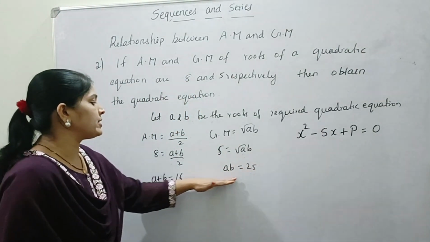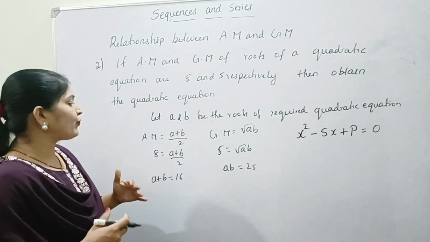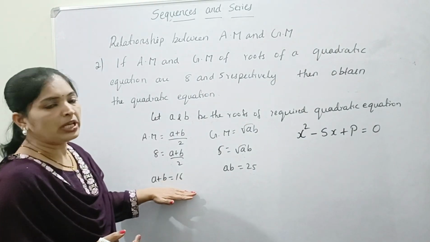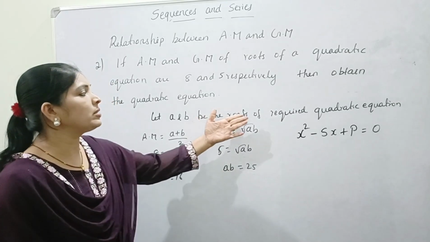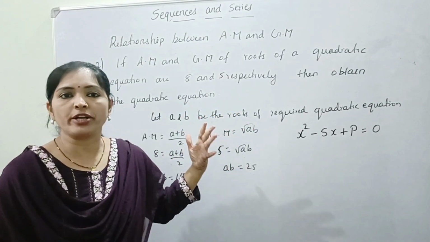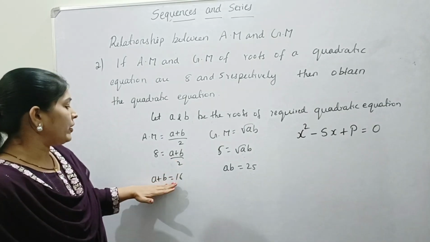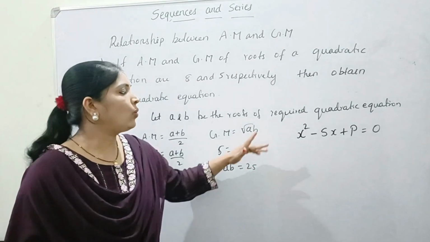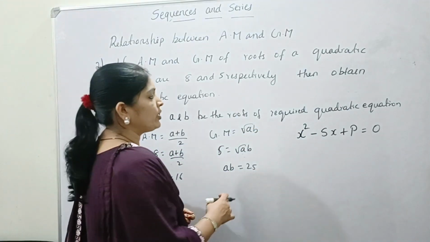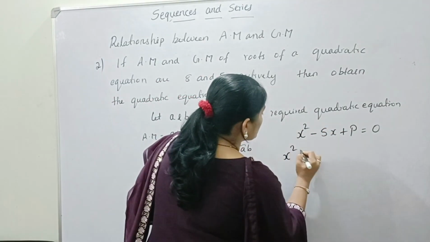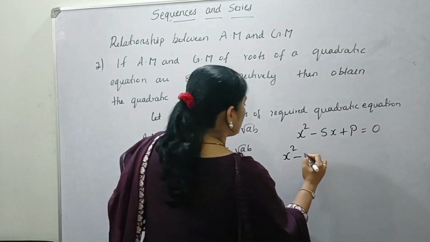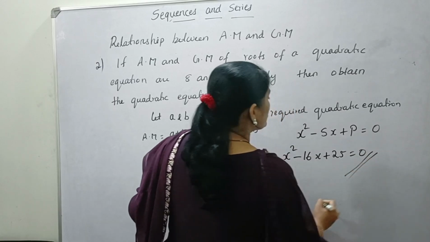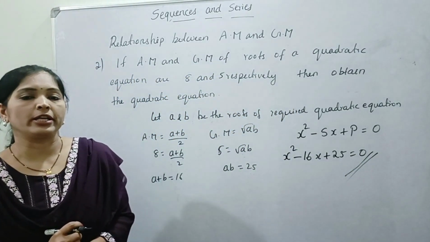So it is enough to get these things. There is no need to find A and B separately. A and B are nothing but the roots of the required quadratic equation, and we have got the sum of these two roots and the product of roots. Now directly we can substitute these values in the quadratic equation: x square minus 16x plus 25 is equal to 0. So it is the required quadratic equation.